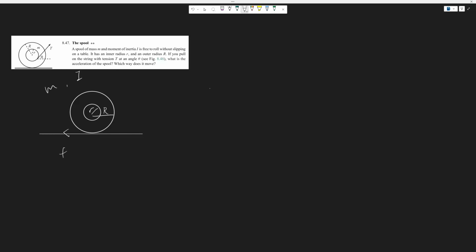And then we're pulling it on the string with tension T, which looks like this. And it forms an angle theta with the horizontal. And it is asking us for the acceleration of the spool and which way it moves, depending on theta. So whenever we encounter a mechanics problem like this, it is never wrong to try to lay out the formula for the torque and for the force. So let's try force first.